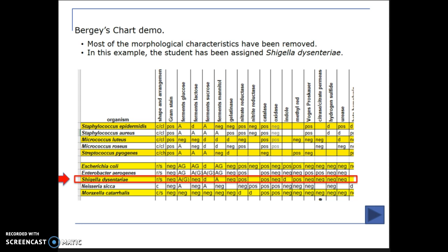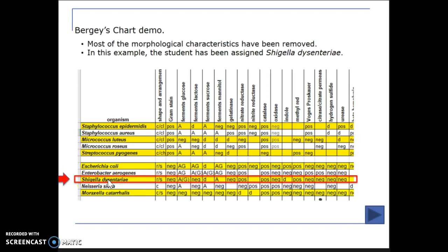On this slide, I have a sample Burgess chart. It's a lot simpler and shorter than the one you will see for most of our assignments, but this is good for a practice. So instead of 24 some starting organisms, we have just 10. There are 5 gram-positive organisms here and 5 gram-negative organisms below. The sample we're going to use today, we're going to pretend that we have been assigned Shigella dysenteriae.